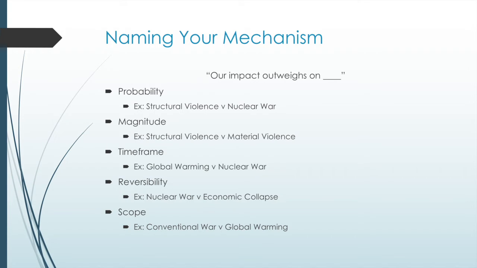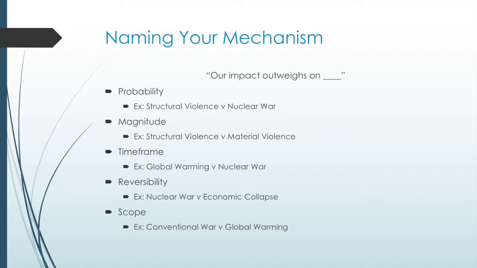So structural violence is dealing with things like discrimination, oppression, and systemic violence, whereas nuclear war would be an all-out, all-at-once international conflict. So when we're doing our probability weighing, we are probably going to be leaning more heavily on structural violence here, saying that structural violence is far more likely to happen than nuclear war because we see it already happening in the status quo.